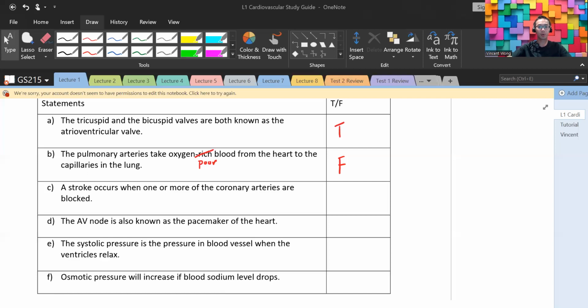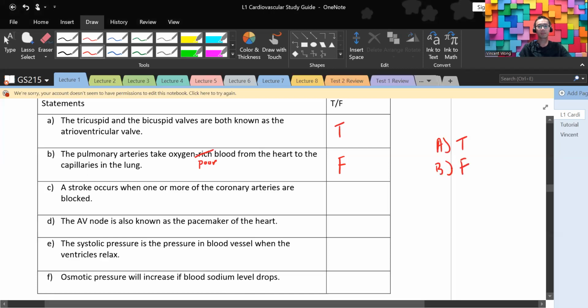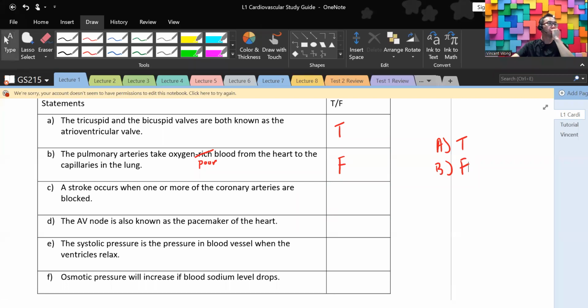Let's do a poll on that one. That one usually is tricky. If you think it is true, hit A. If you think it is false, hit B. Anyone else? Just choose something. There's only two choices here.